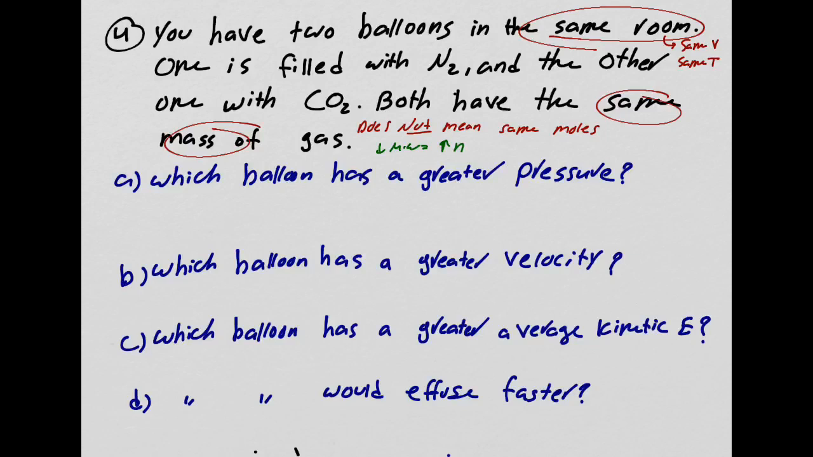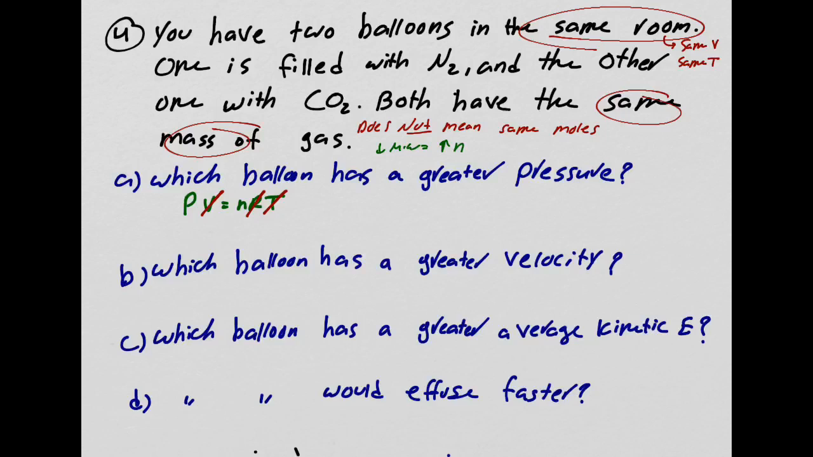Let's do this together. Greater pressure. So I'm talking about gases. PV equals nRT is what I know. I want to write down PV equals nRT. I'm in the same room, so I have the same volume. That's going to go away. And I have the same temperature. That's going to go away. And the R will also go away.